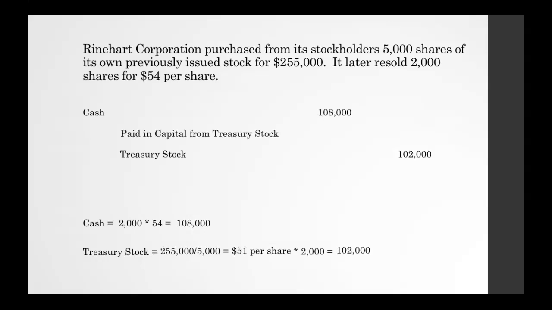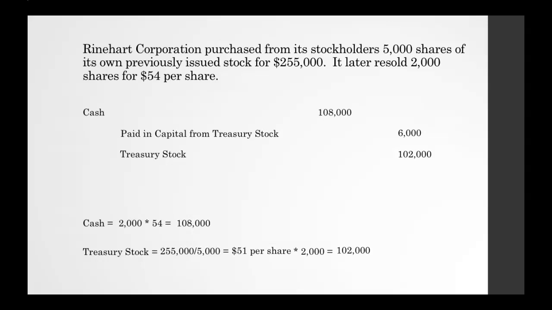Then we deal with our account called paid in capital from treasury stock. So we see that we're going to need more on the credit side. So that's how we know that we're going to be crediting our paid in capital from treasury stock here. How do we find this out? We take the difference, right? We take the difference between the 108 and the 102.